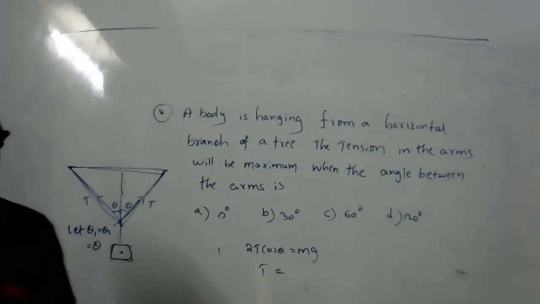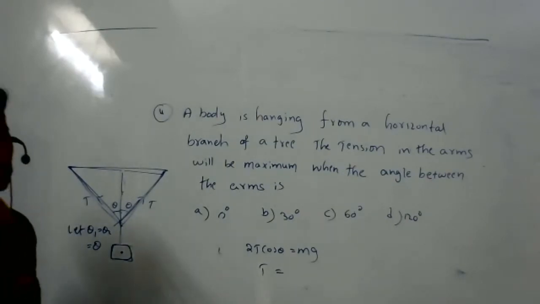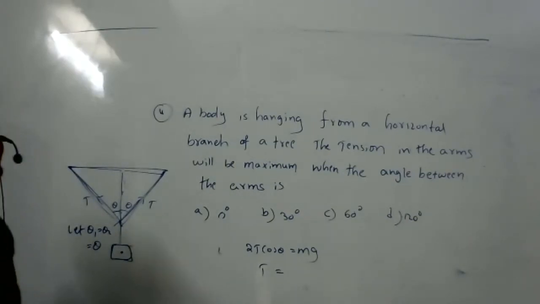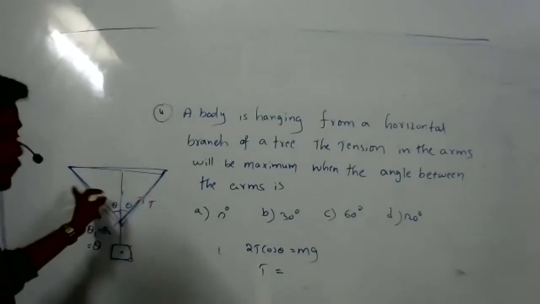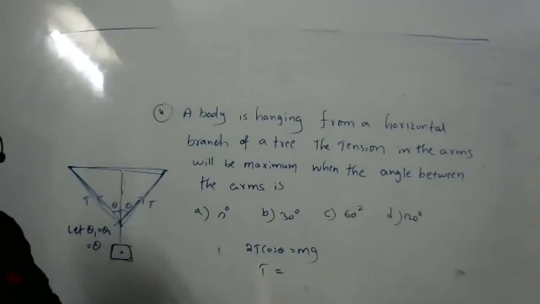Aryan, tell me. Sir, is there something given that tension is directly proportional to the angle? No, Aryan. They didn't give that type of thing. So we have to assume. Okay, sir. A body is hanging from the horizontal branch of a tree. The tension in the arms will be maximum when the angle between the arms. That's what they asked. They didn't mention anything clearly.